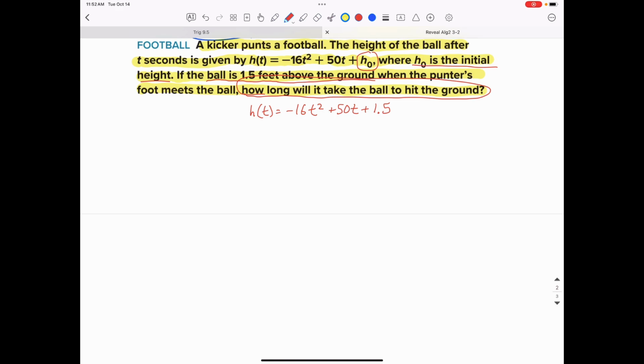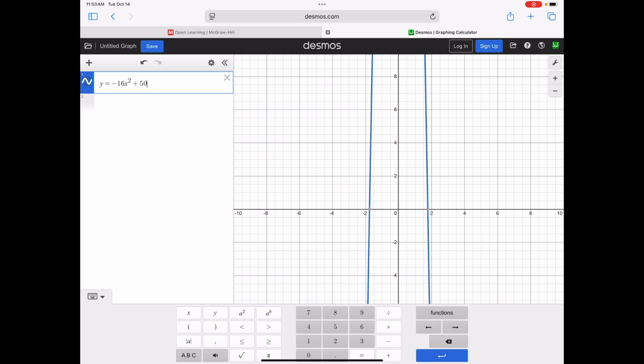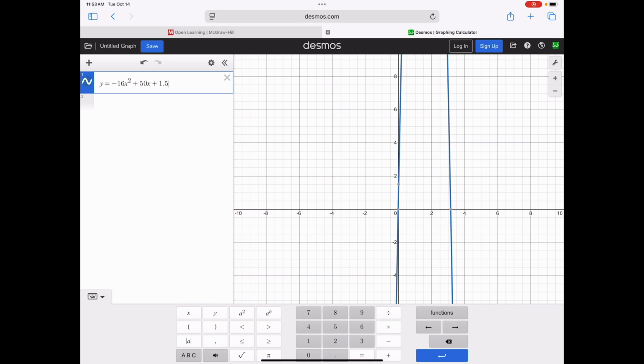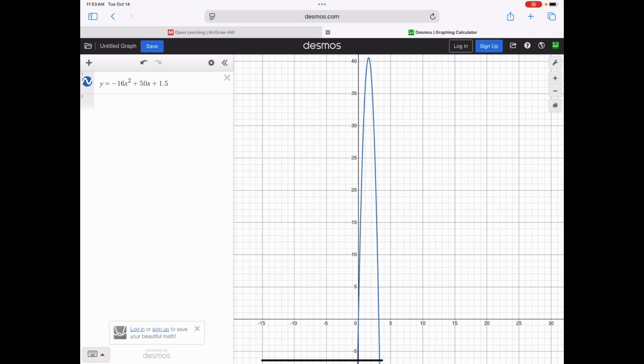So we go to Desmos and we type in that equation. Okay, so instead of using h of t and instead of using t for time, I'm going to use x because on my device it's a little difficult to get to the t, so I'm going to use x instead. So it's going to be y equals negative 16x squared plus 50x plus 1.5. Okay, and I'm going to have to zoom out a little bit to kind of give an idea what happens to this ball. So there we go.